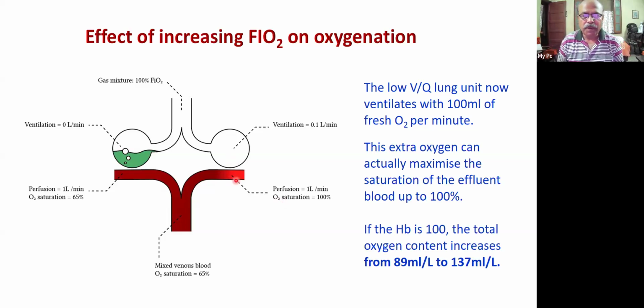If the hemoglobin is okay, that is 100%, then the total oxygen content will increase from 89 to 137 ml per liter. And that is the effect of increasing the FiO2 on oxygenation.